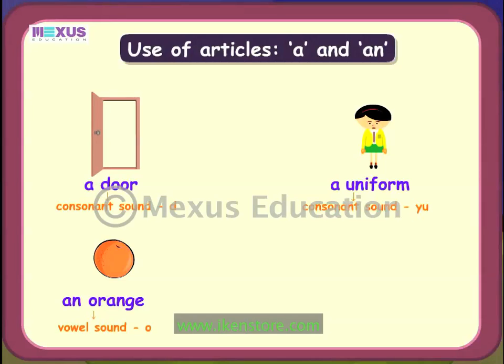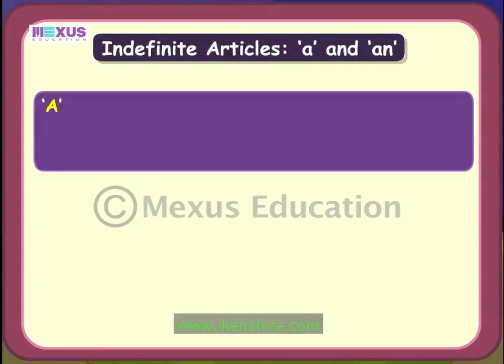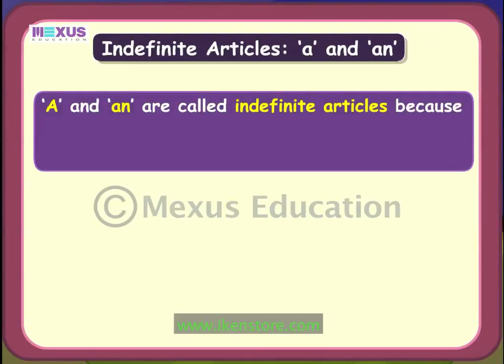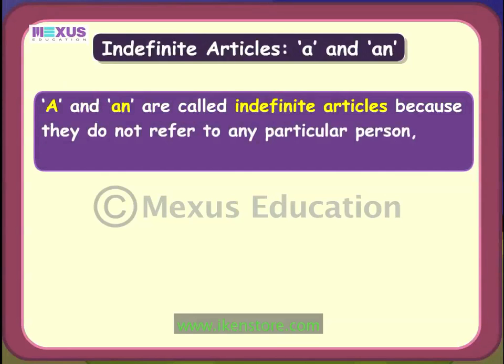Let's see another example. The noun honor begins with a consonant, but the letter H is silent. So the opening sound is that of a vowel o. So we use the article an before it and say an honor. The articles a and an are called indefinite articles. This is because they do not refer to any particular person, place, or thing.